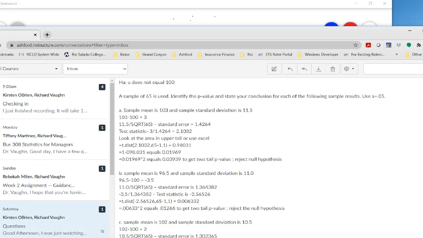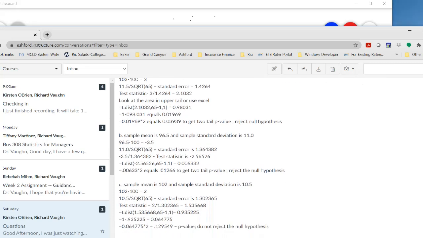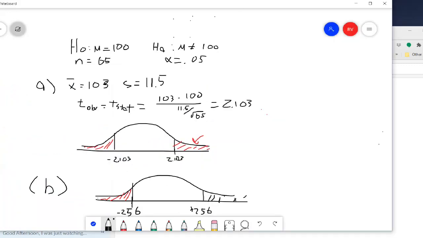So again, the reason why we don't do the 1 minus is because our t value is negative, and Excel always gives us left area. If you go back down to part C, now you get a positive test statistic. So I need to do the 1 minus to get the upper area and then double it in order to find my p-value. All right, well, I hope that helps.